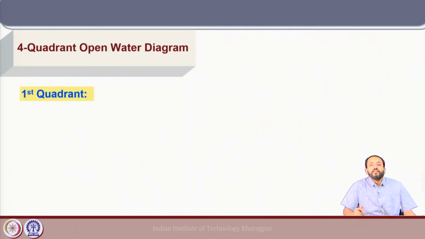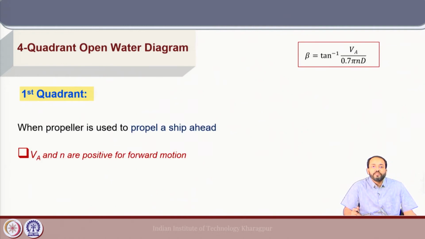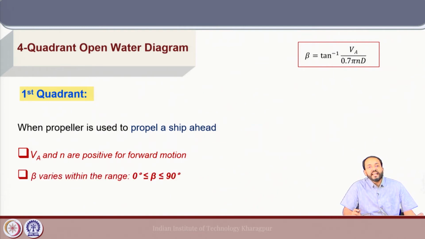Now, let us look at the 4 quadrants one by one. In the first quadrant, which is the standard open water diagram that we have been seeing, the propeller is used to propel the ship ahead. Va and N are both positive for forward motion, so the ship is advancing forward. Here we do not have the ship, but the idea is that the propeller is in a condition for standard forward motion of the ship.